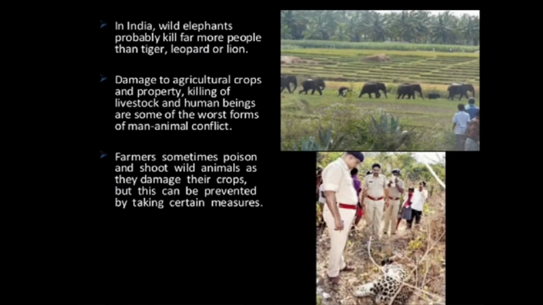In India, wild elephants probably kill far more people than tigers, leopards and lions. Damage to agricultural crops and property, and killing of livestock and human beings are some of the worst forms of human-animal conflict. Farmers sometimes poison and shoot wild animals as they damage their crops, but this can be prevented by taking certain measures.